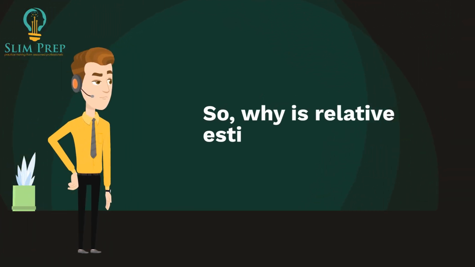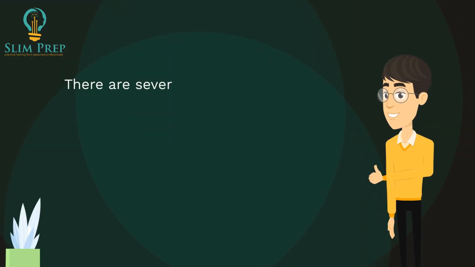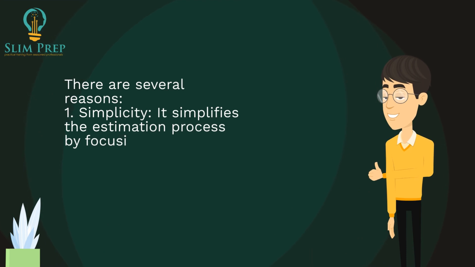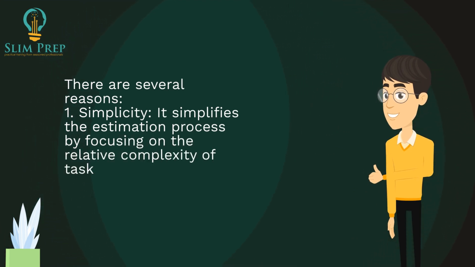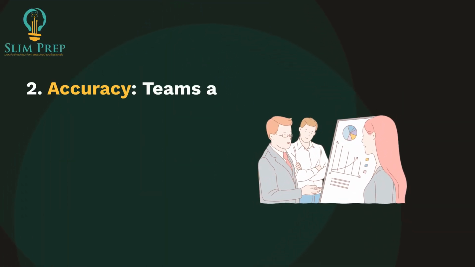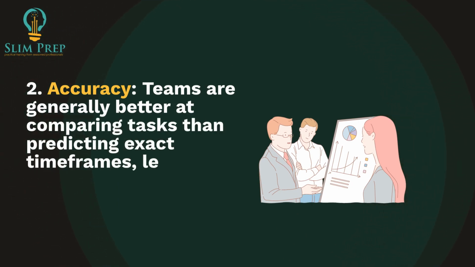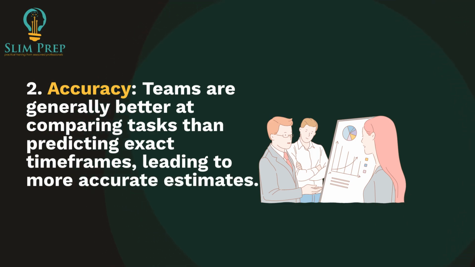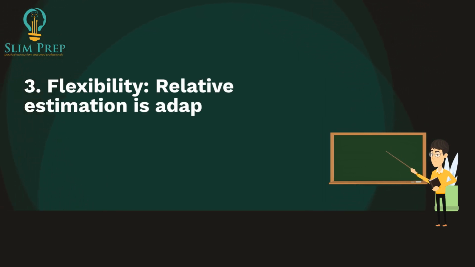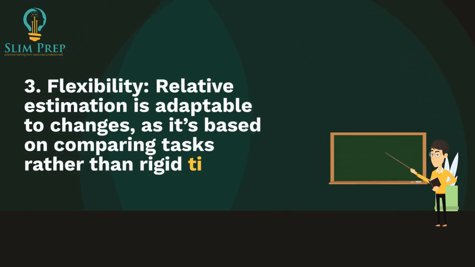So, why is relative estimation preferred in Agile? There are several reasons. 1. Simplicity. It simplifies the estimation process by focusing on the relative complexity of tasks, making it easier for teams to reach a consensus. 2. Accuracy. Teams are generally better at comparing tasks than predicting exact timeframes, leading to more accurate estimates. 3. Flexibility. Relative estimation is adaptable to changes, as it's based on comparing tasks rather than rigid time commitments.